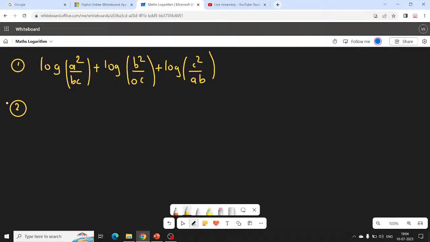Question number 2. Log 4 to the base 3 into log 5 to the base 4 into log 6 to the base 5 into log 7 to the base 6 into log 8 to the base 7 into log 9 to the base 8.